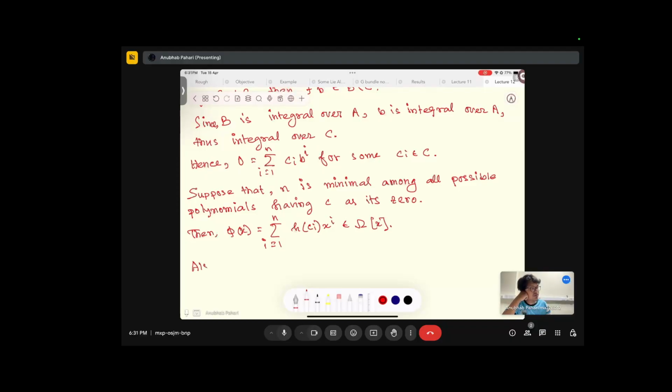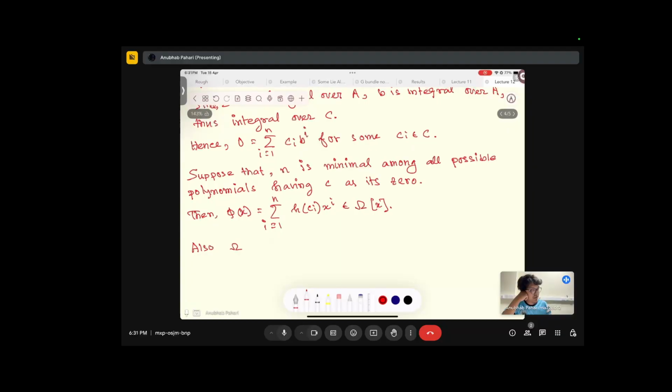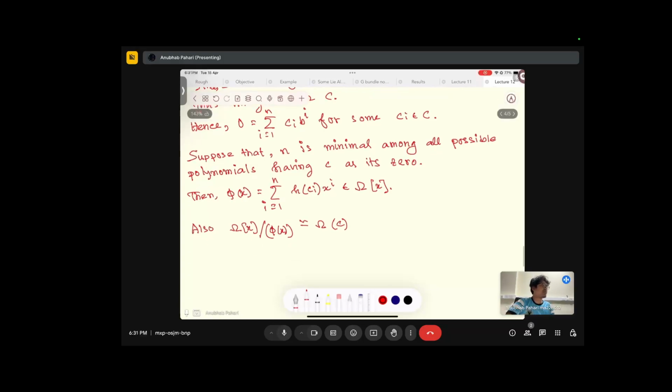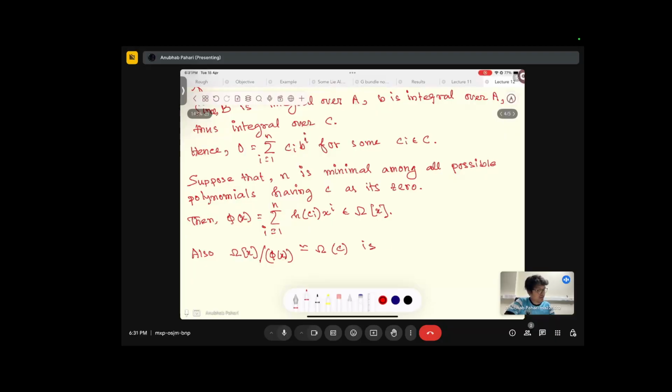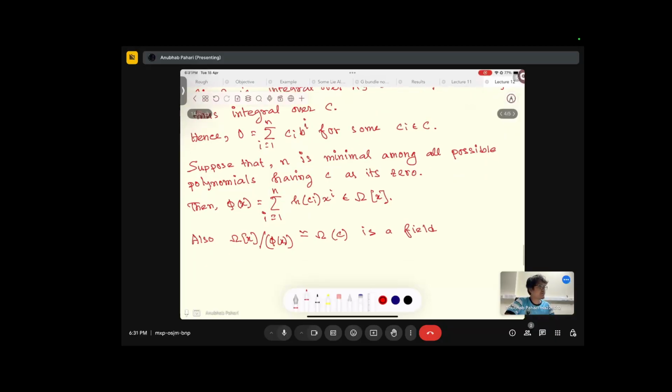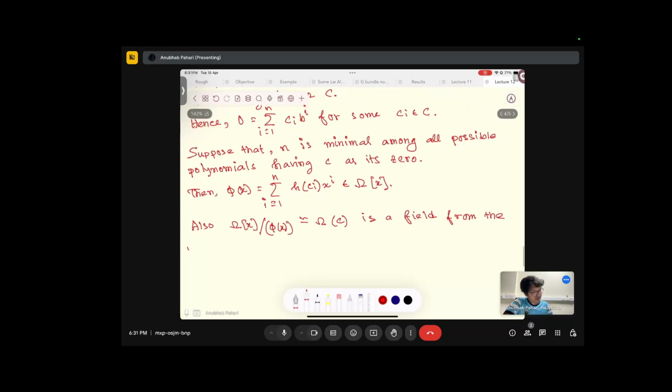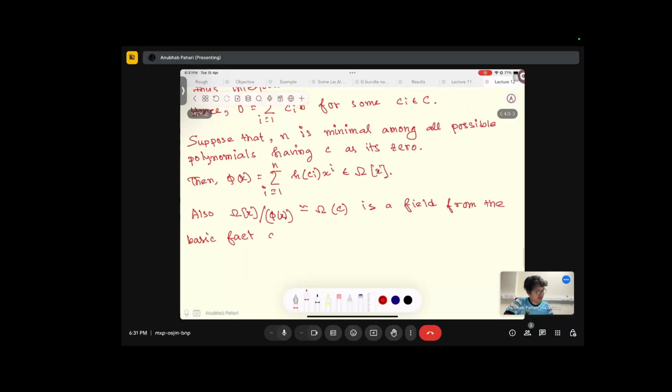also omega x minus phi of x is isomorphic to the function field defined by C and omega, is a field, from the basic fact about field extension.